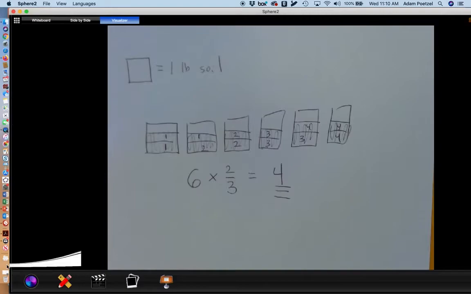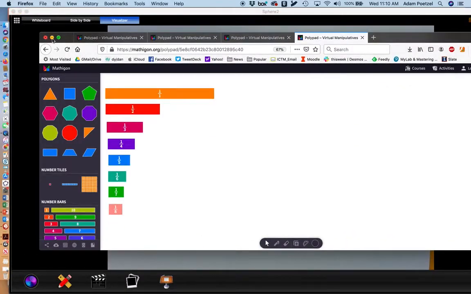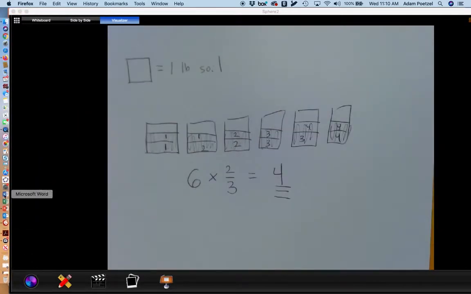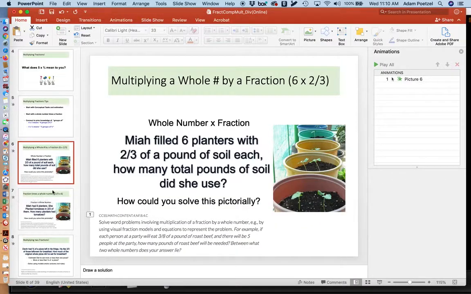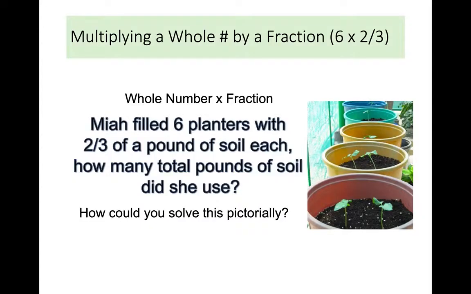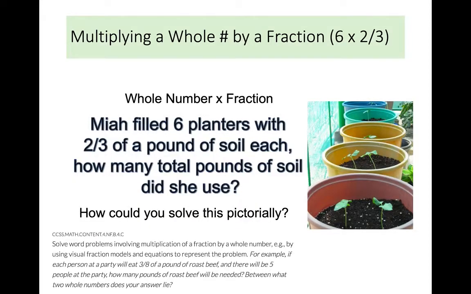All right, well, let's look at the PowerPoint here again. Let me pull that back up. There we go. And let's take a look at what grade level we are talking about with this. The standard here at the bottom of this slide says this is a 4th grade standard.